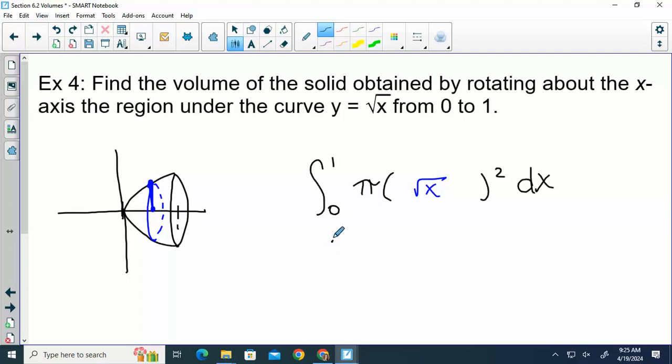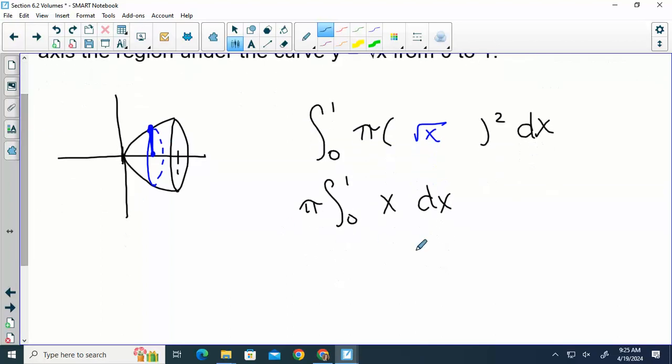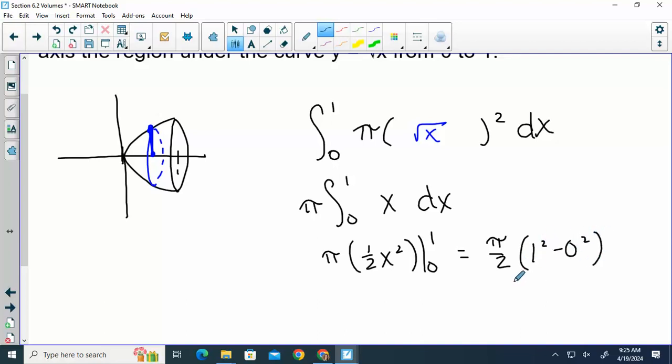So if we do that one, the integral of pi times square root of x squared is pi times x dx. Antiderivative of x is x squared over 2. So pi over 2, 1 squared minus 0 squared, which is pi over 2.